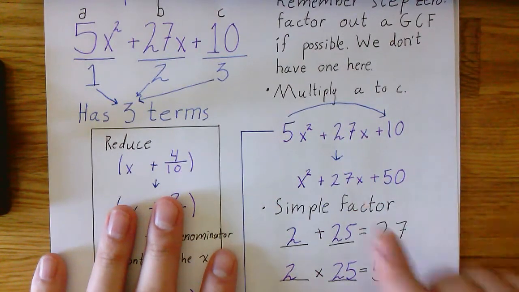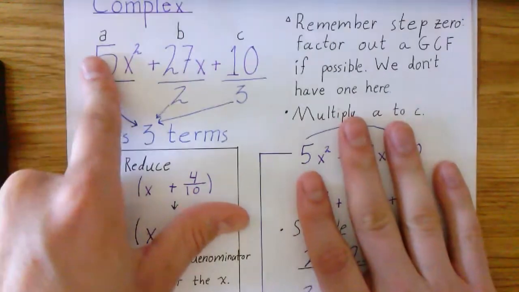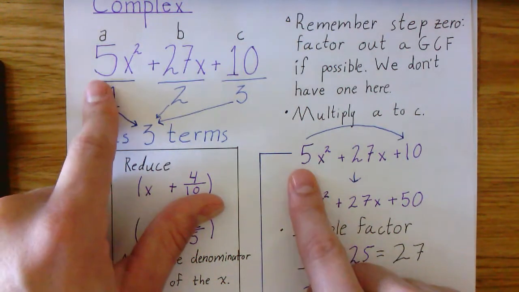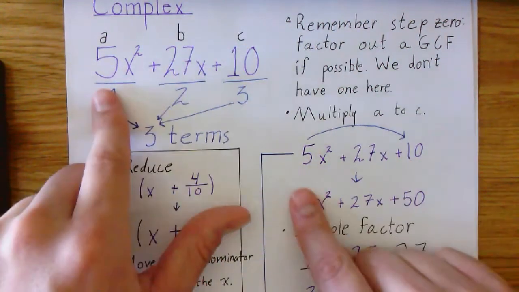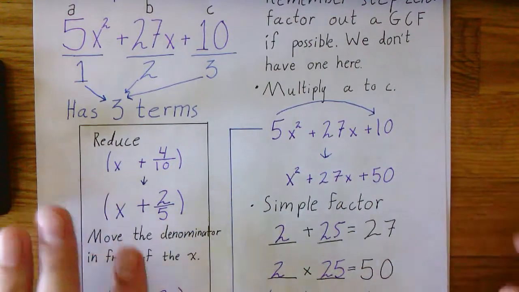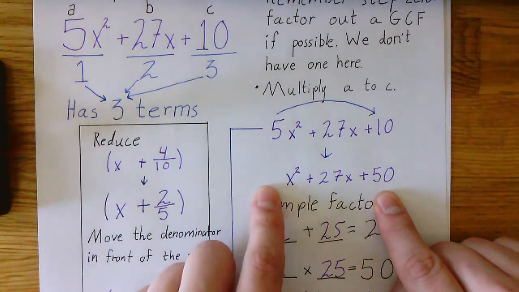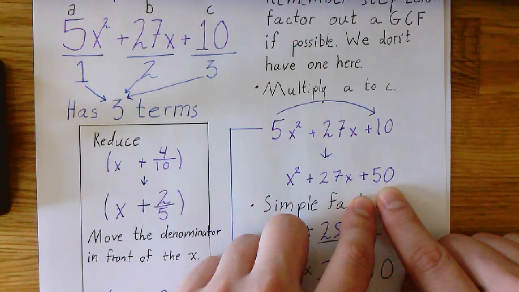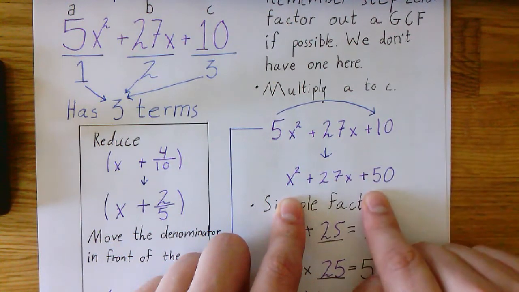All right. Step 1 is multiply A to C. A, you'll notice from up here, is the leading coefficient. It's the thing next to the x squared. It's our 5. C is the last number. It's the number without the x. We're going to take A, move it to the back, and multiply it to C. So in this case, 5 times 10, that's 50. The 5 is no longer there. It moves to the back and multiplies there. The x squared comes down, the 27x comes down, and our new 50 comes down.